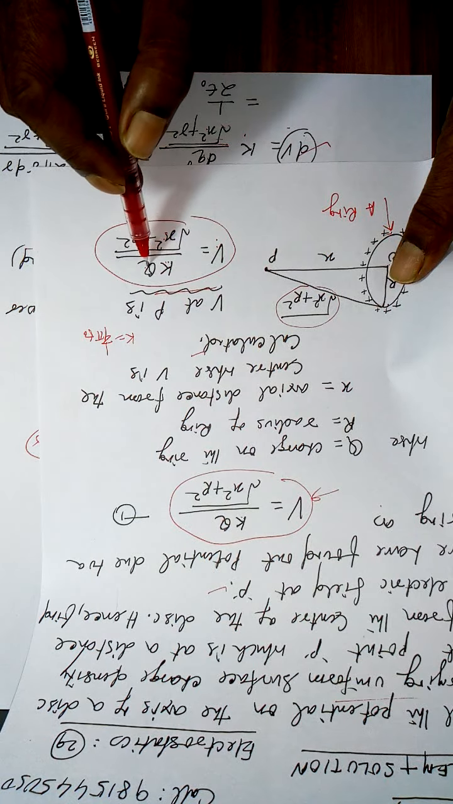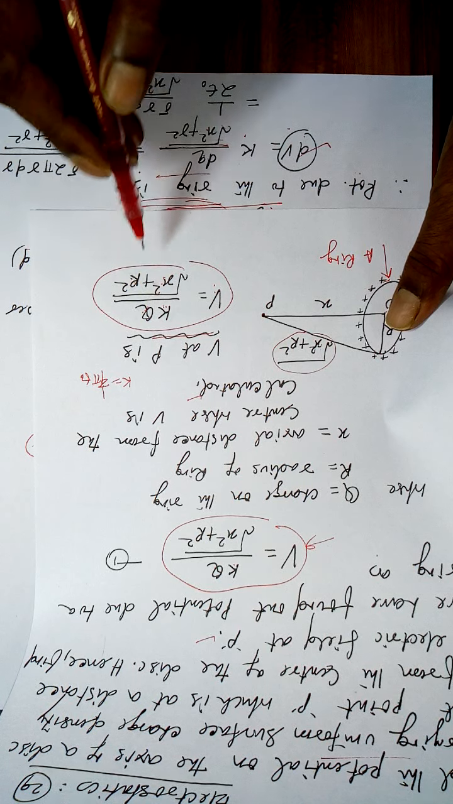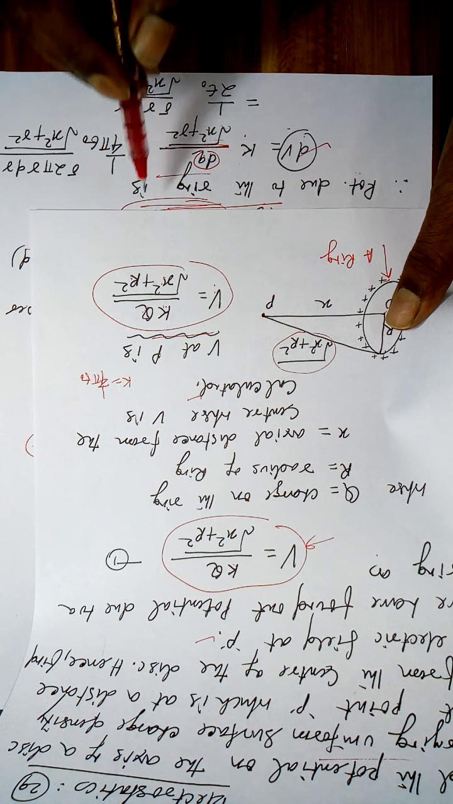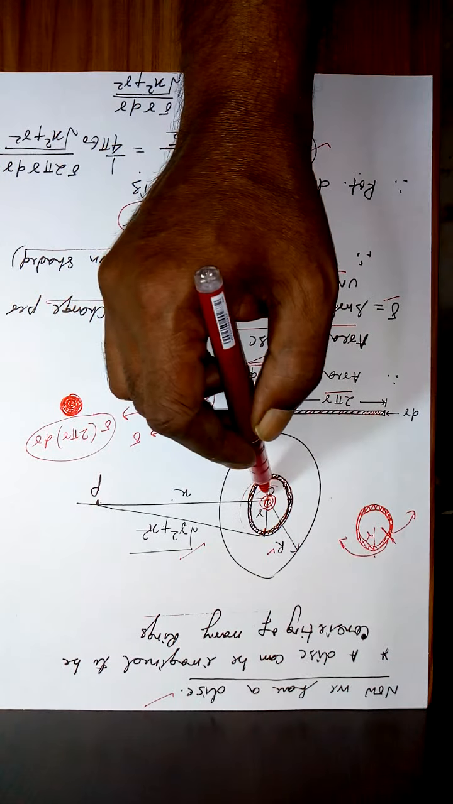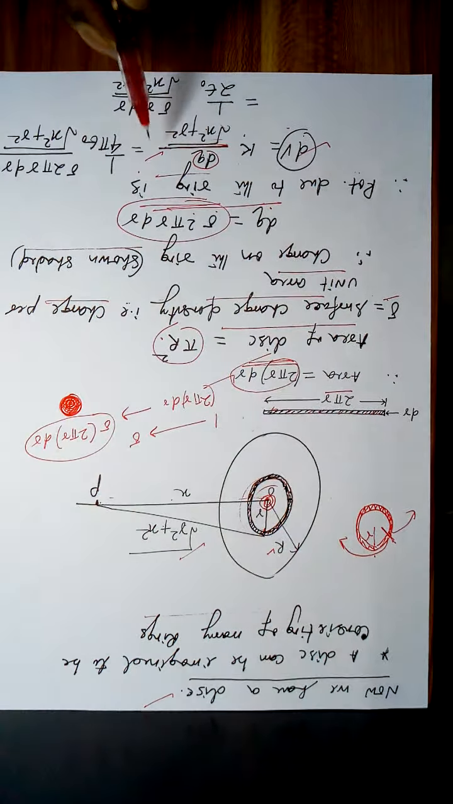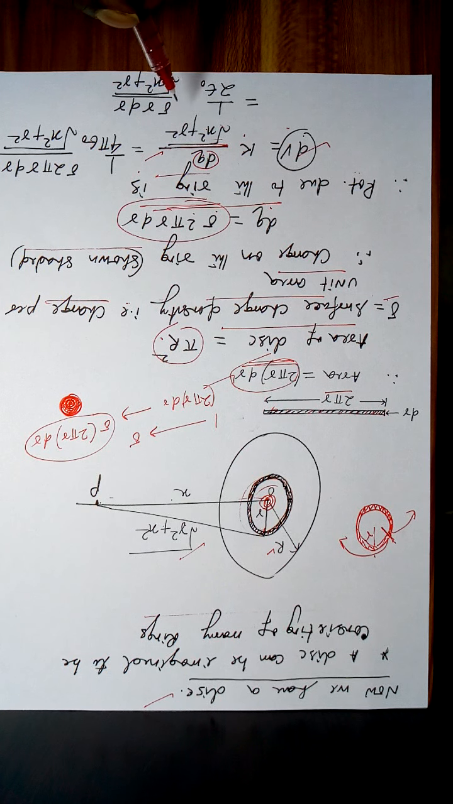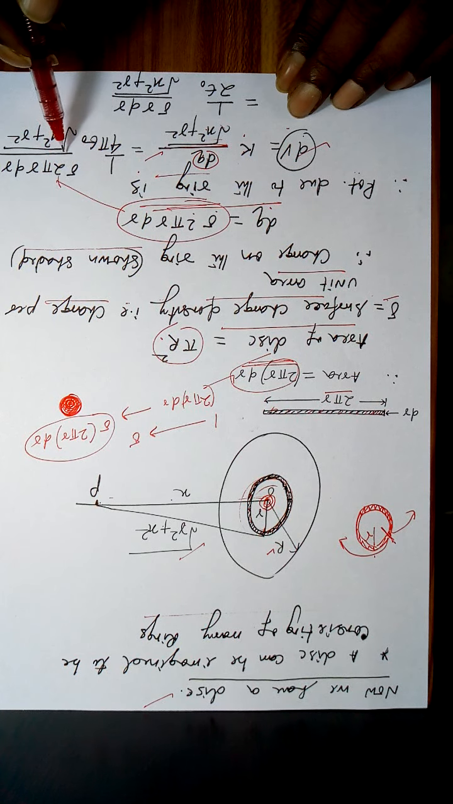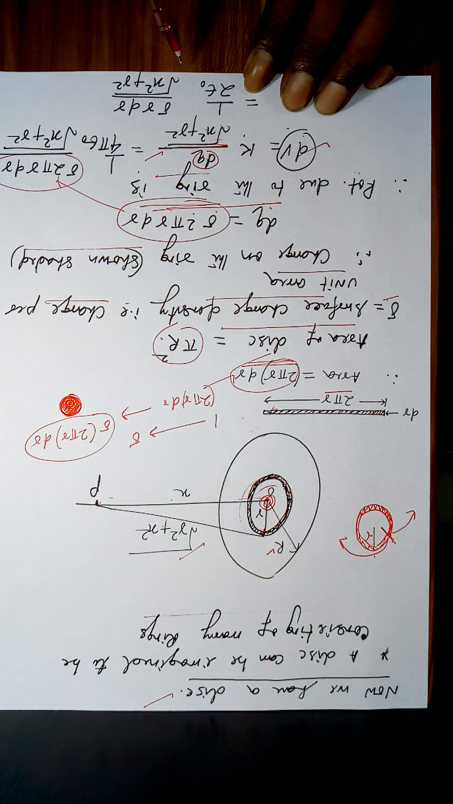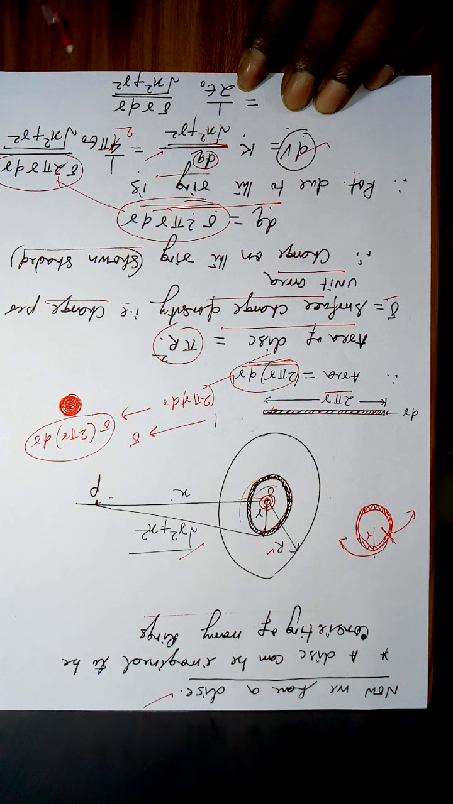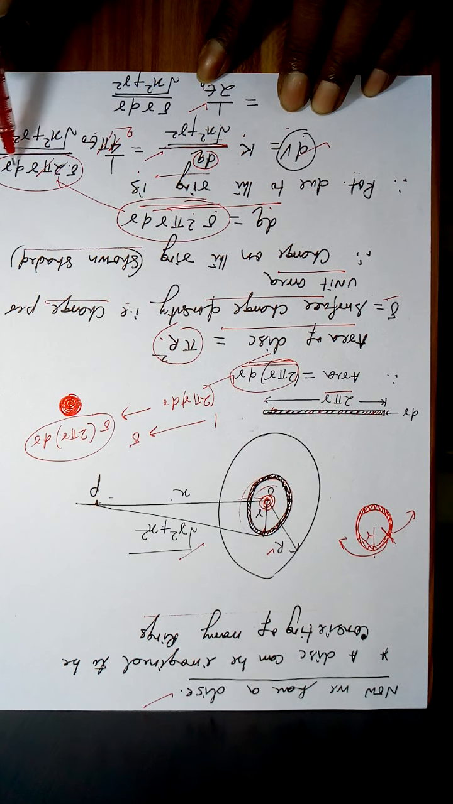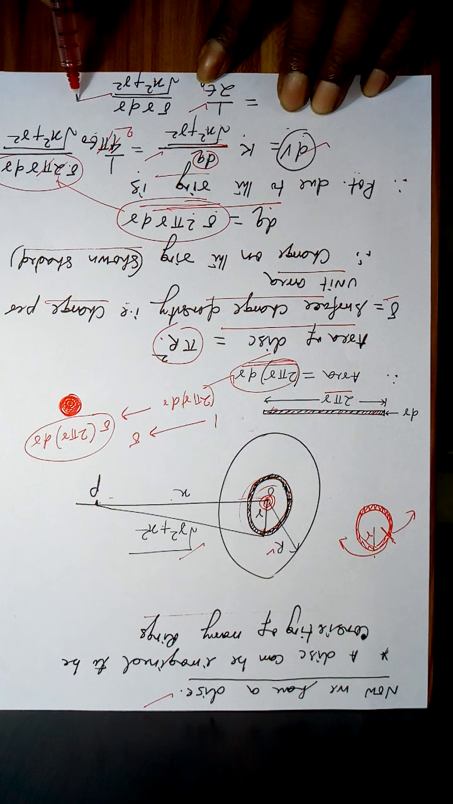Potential is k into charge. Here it is the charge in the ring divided by a distance, square root of x square plus r square. Now dq is the charge in the ring, so I substitute for dq this much. So this 2 cancels with this, pi also cancels, so I am left with 1 by 2 epsilon naught sigma r dr over this.